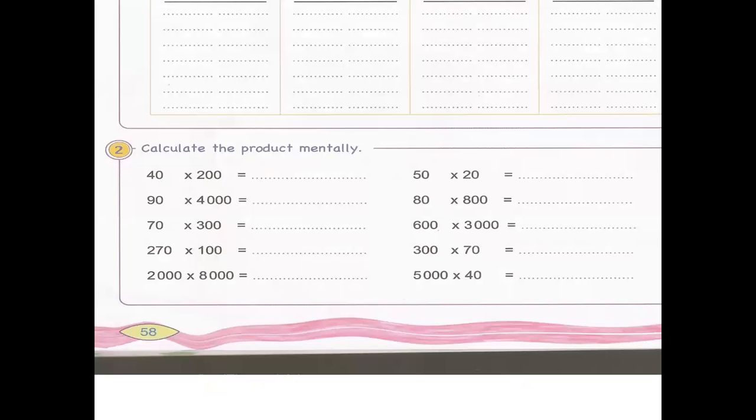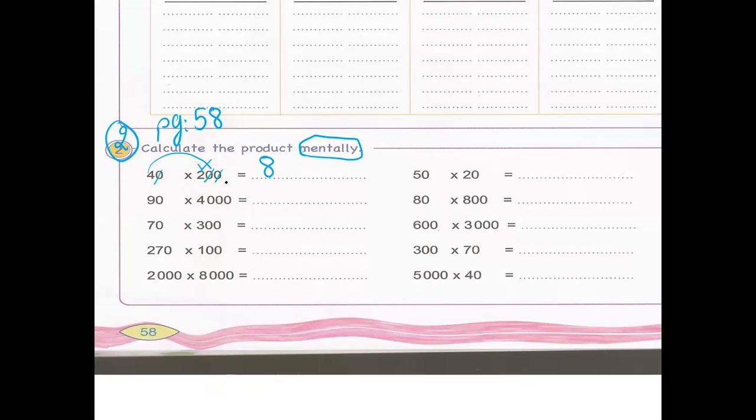Now let's start with exercise 2, page 58. Also copy it on your math book. Page 58. Calculate the product mentally. When I say mentally, you are not allowed to arrange, okay? 40 times 200, the same way. First step, I will skip all the zeros on both sides. I'll just multiply 4 times 2, how much?